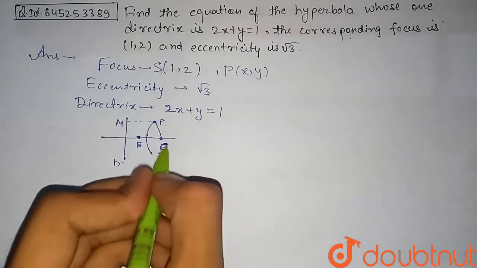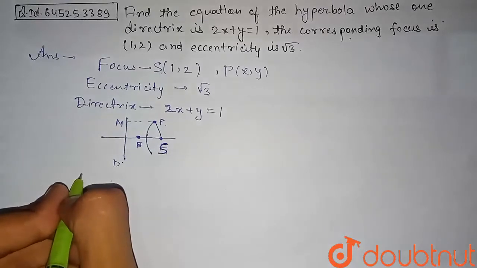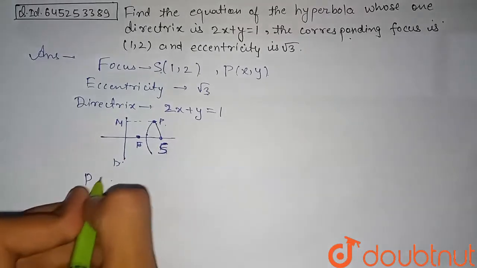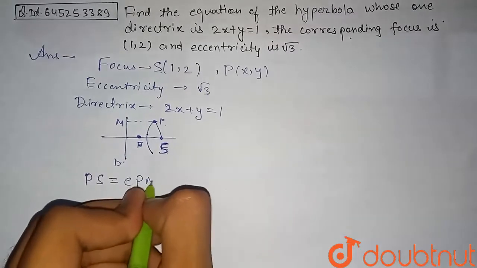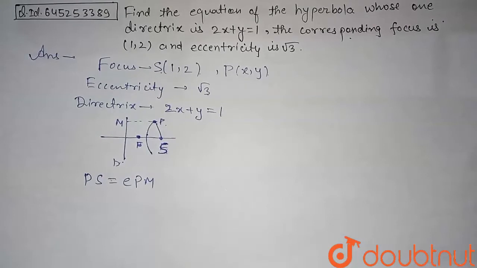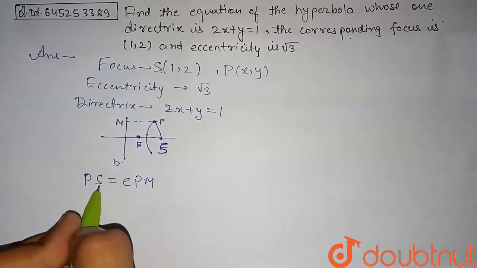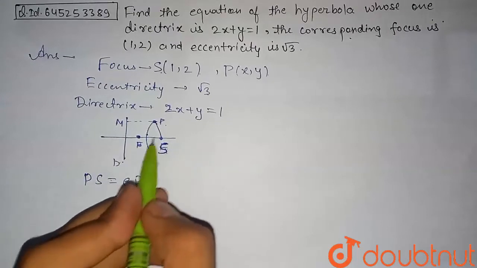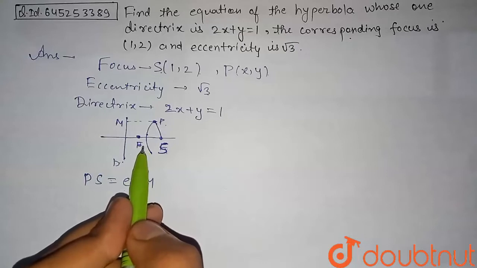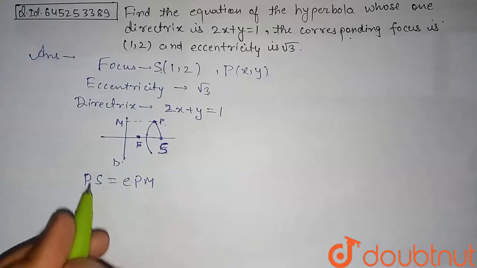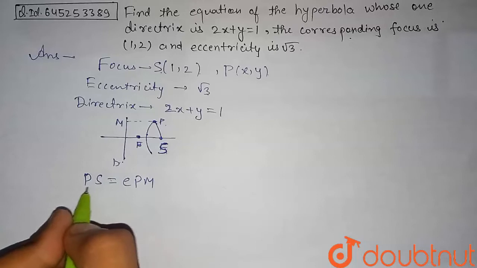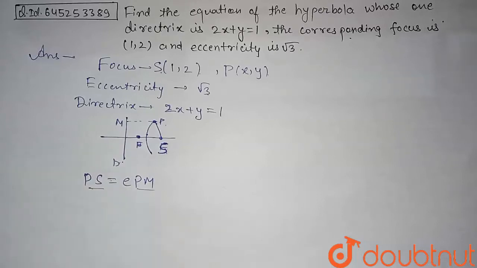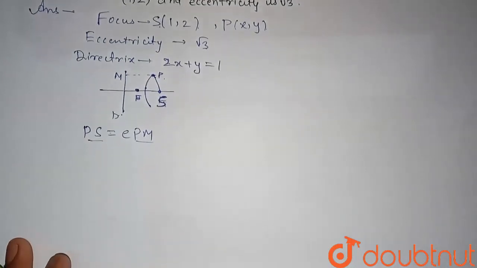So from the focal directrix property we can say that the equation of any conic section is given by PS equal to e times PM. This is basically the focal directrix property relation. Here PS is the distance of any point from the focus, PM is the perpendicular distance of the point on the conic from the directrix, and e is the eccentricity. We will use the distance formula to get PS, and PM will be found using the formula for the perpendicular distance of a point from a line.